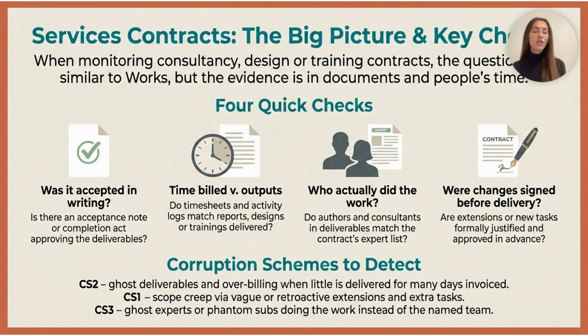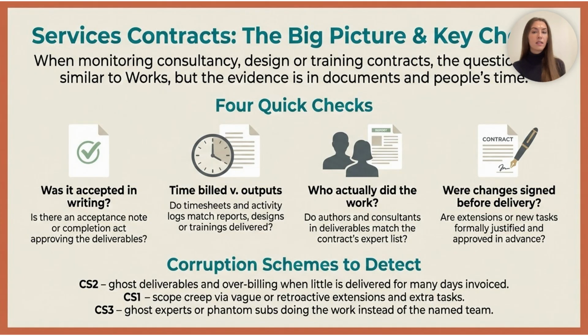Now for services we suggest 4 main checks. First, is there a written acceptance note that clearly says what was delivered and that it met the agreed criteria? Second, do timesheets or activity logs line up with the outputs? So is there a reasonable relationship between days billed and work produced? Third, do the authors or consultants named in the deliverables match the supplier and subcontractor list in the contract, or are there any ghost experts involved? And lastly, if the contract was extended or new tasks were added, were those changes signed before delivery or only after the fact?